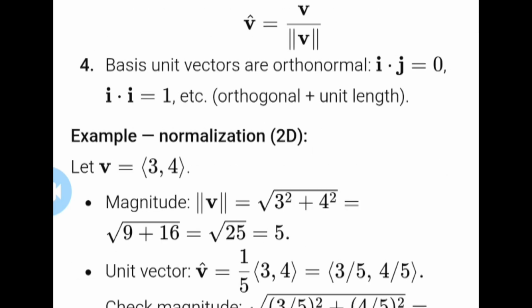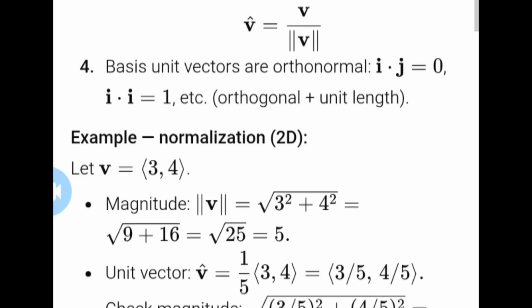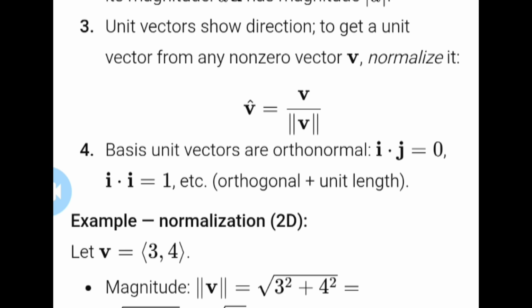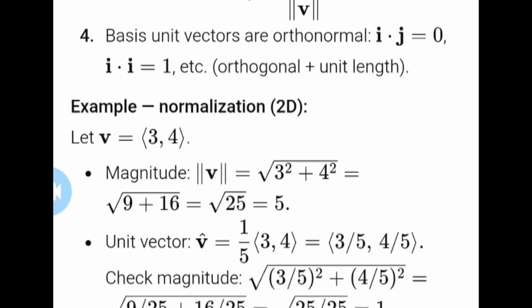Unit vectors show direction. To get a unit vector from any non-zero vector v, normalize it. So for example, let's say you are trying to extract the direction of any non-zero vector. What you need to do is divide that vector by the modulus of that vector. So what you're doing is you're cancelling out the negative. Once you cancel out the negative, you find the magnitude of the direction. Basic unit vectors are orthonormal.